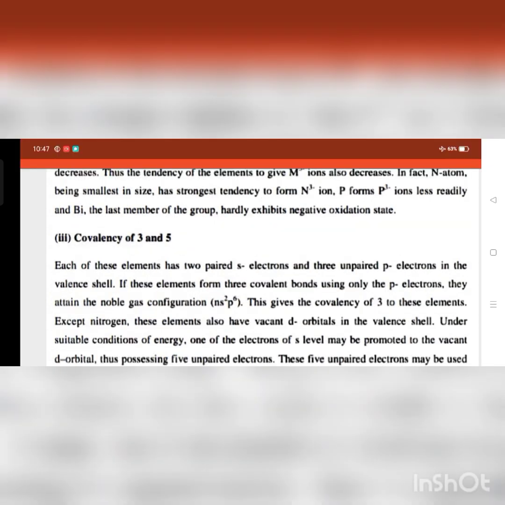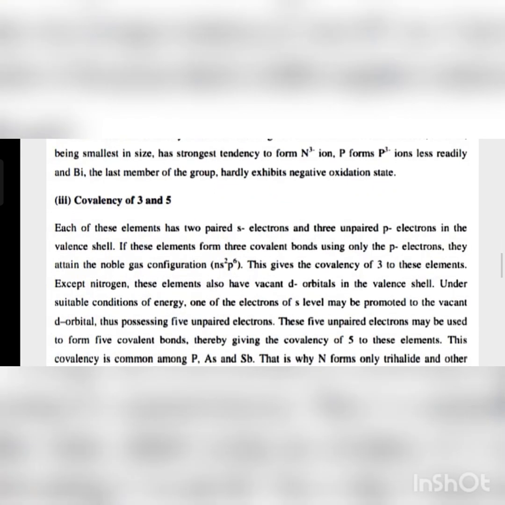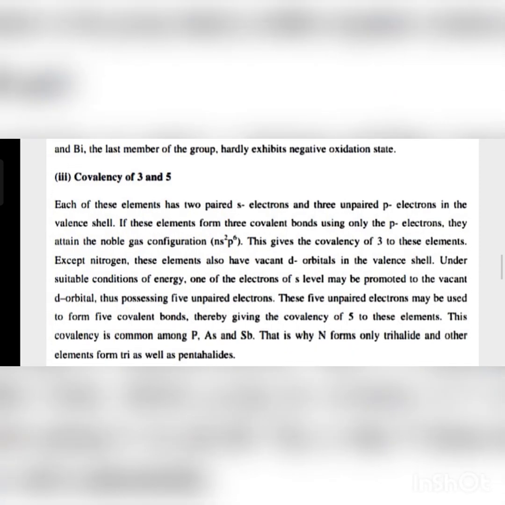Covalency of 3 and 5. Each of these elements has two paired s electrons and three unpaired p electrons in the valence shell. If these elements form three covalent bonds using only the p electrons, they attain the noble gas configuration ns2 np6. This gives the covalency of 3 to these elements.